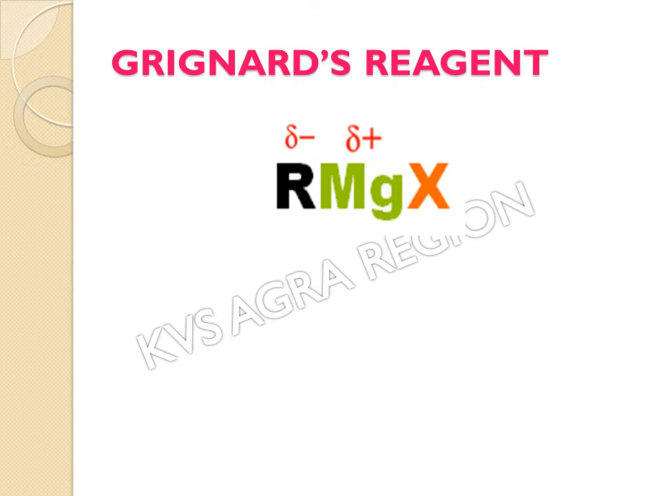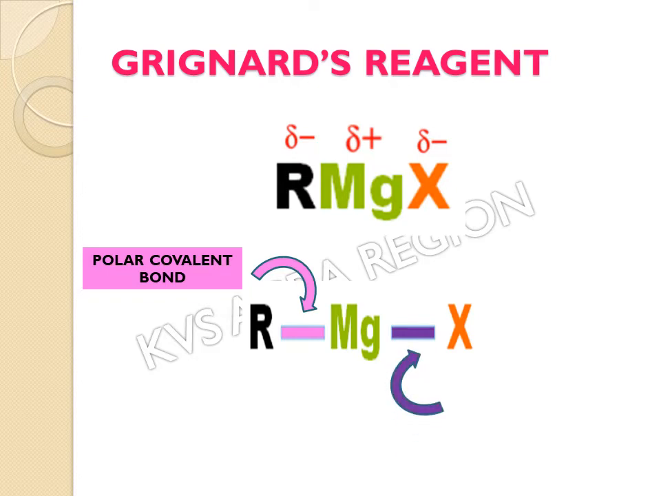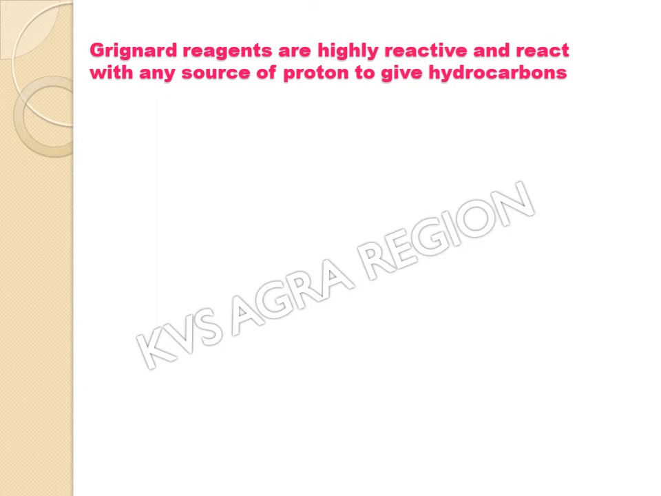Magnesium has a partial positive charge, the alkyl group has a partial negative charge, and the halogen has a partial negative charge. Now here, the R-Mg bond is a polar covalent bond, whereas the Mg-X bond is an ionic bond. Grignard reagents are highly reactive and react with any source of proton to give a hydrocarbon. Hence, Grignard reagent should always be prepared in anhydrous condition.